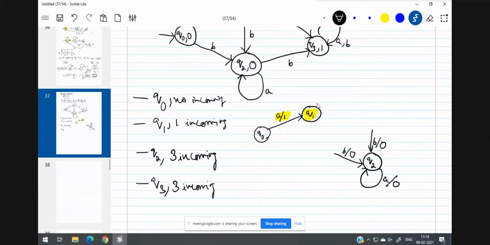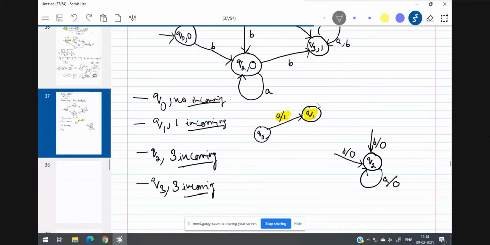3 incoming, and so you should not write like this in the exam. Read properly what the terms are, and write it properly: there are no incoming arcs in this, there is 1 incoming arc with A as the input symbol, or here there are 3 incoming arcs with A, B, A as the input. Like that you have to write it in a very brief way in the exam.